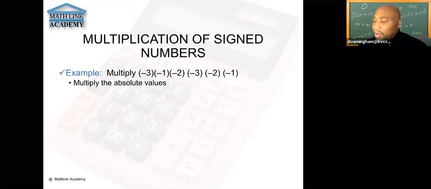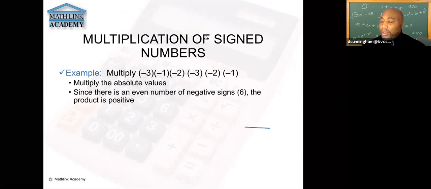So we have 1, 2, 3, 4, 5, 6. We have 6 negatives, so we know overall we're going to have a positive answer. How do you know that? Because these two become a positive, these two become a positive, and these two become a positive. So overall we have a positive answer. And all we have to do, as shown earlier, is multiply it through. It gives us 36, a positive 36 as the final answer.